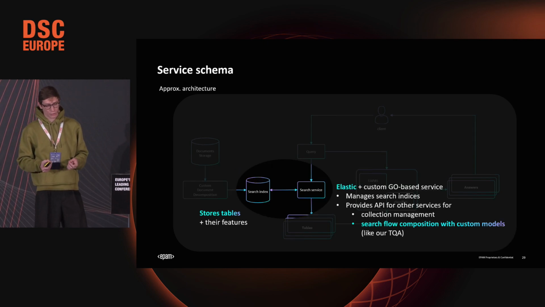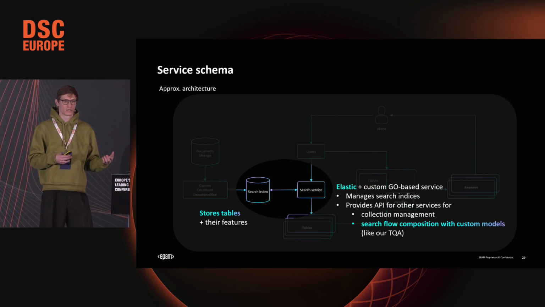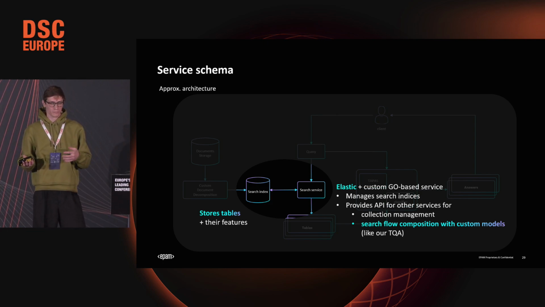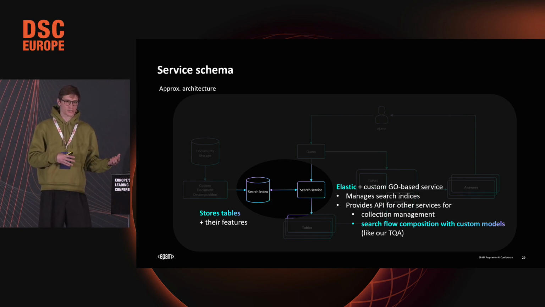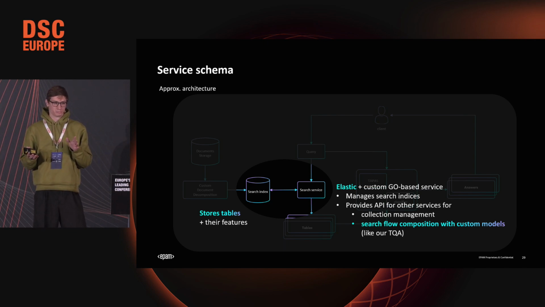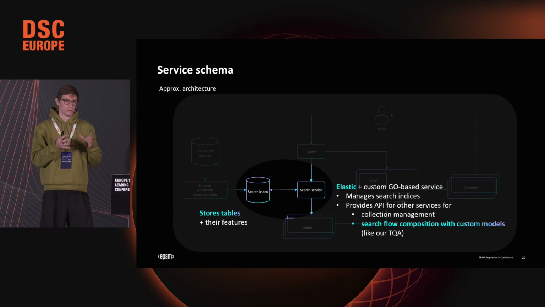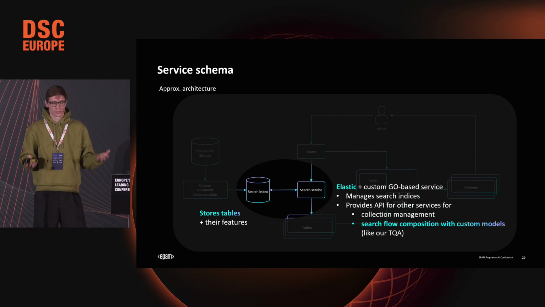Another component is search itself. We have a search index where we store our tables along with their features used for the classifier. We also have an Elastic-based service plus our custom Go-based services. Their goal is to provide an API for ML engineers in order to create search pipelines, manage collections, and so on. For us, it gives an opportunity to bring our custom model into the general search pipeline, which is used across the whole product.